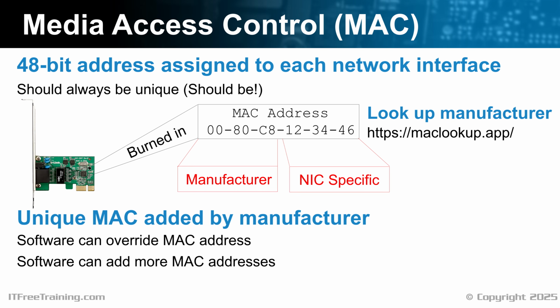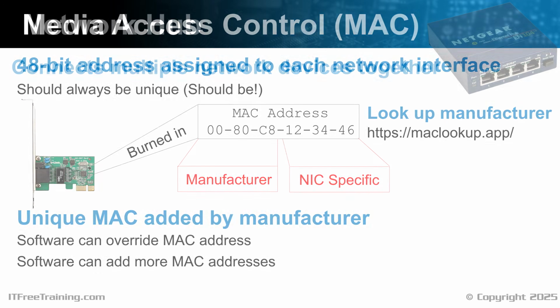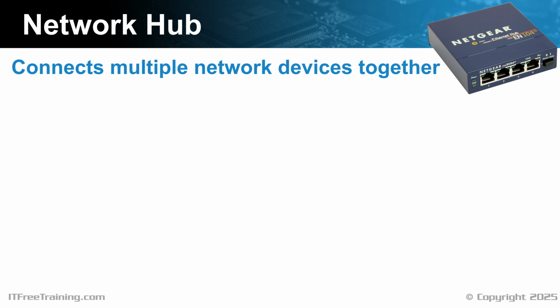The main takeaway from this is each network device will be given a unique MAC address from the manufacturer. It is possible to force the network adapter to use a different MAC address or additional ones, but you can't change the one assigned by the manufacturer. The network adapter will always default back to the MAC address assigned to it in the factory. To better understand how a MAC address works, let's have a look at how a device like a hub would use it. A network hub is a device that allows multiple other devices to be connected together.